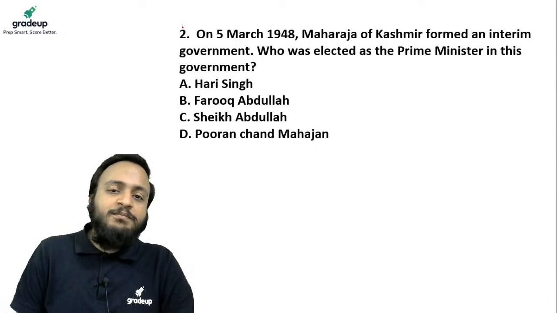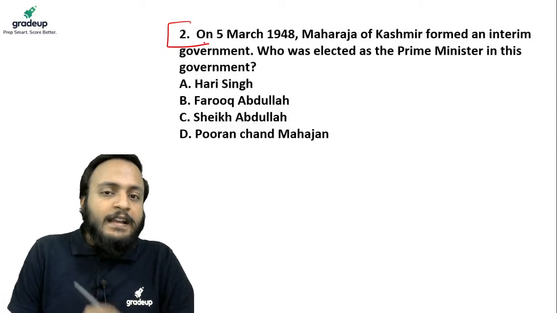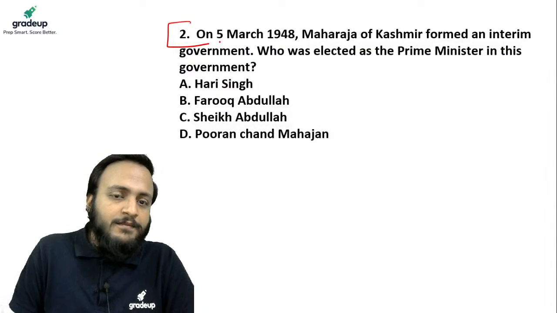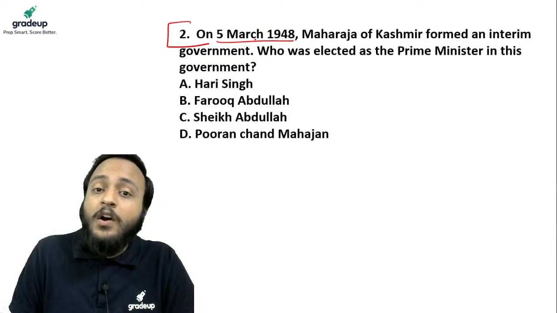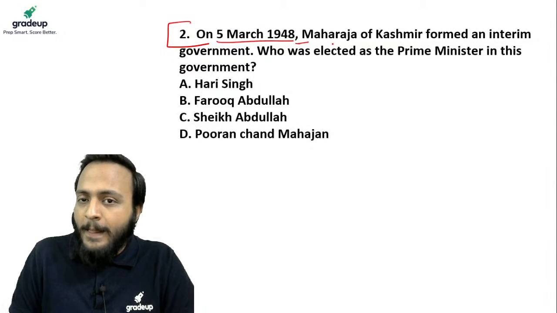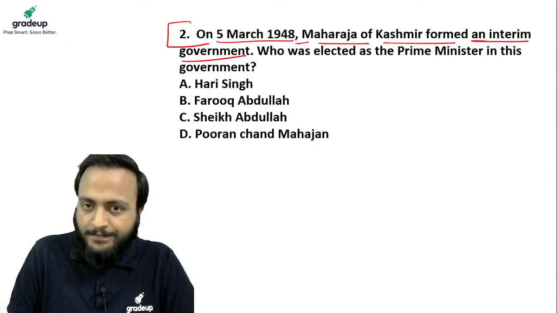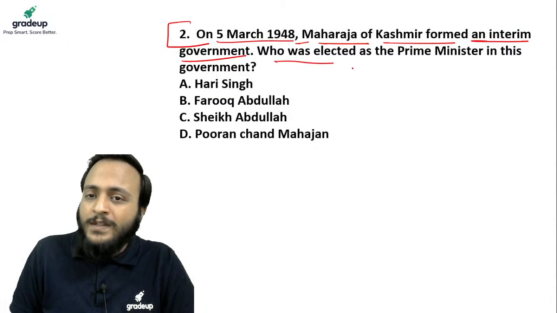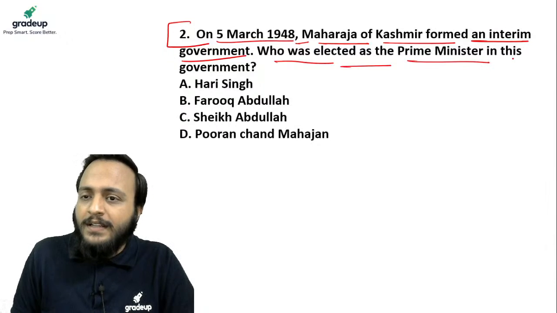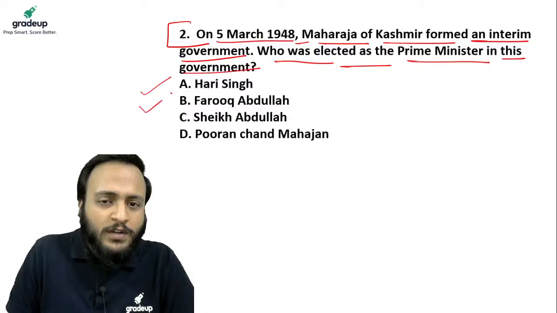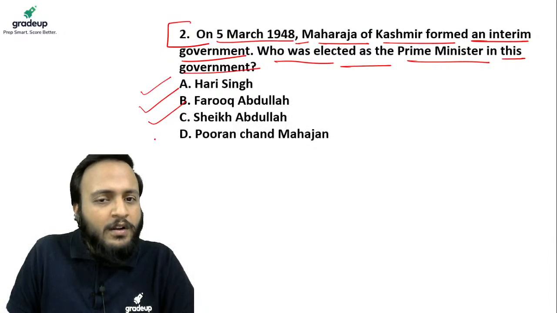Okay guys, so let's move to the second question. I hope that all of you have completed the first question. Second one: on 5th March 1948, the Maharaja of Kashmir formed an interim government. Who was elected as the Prime Minister in this government? Hari Singh, Farooq Abdullah, Sheikh Abdullah, or Puran Chand Mahajan?